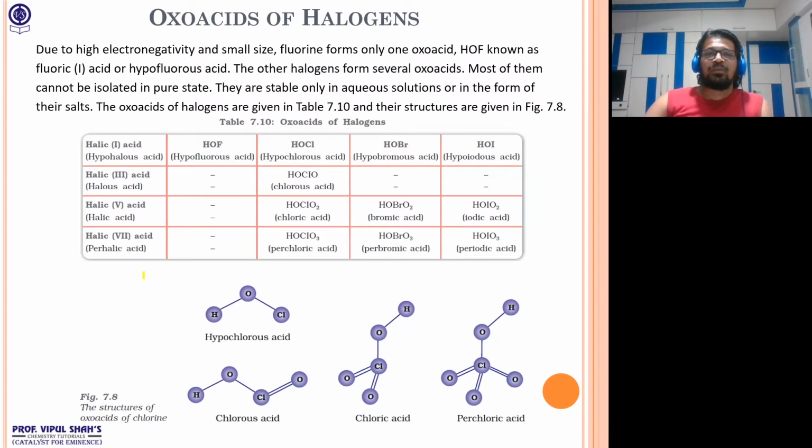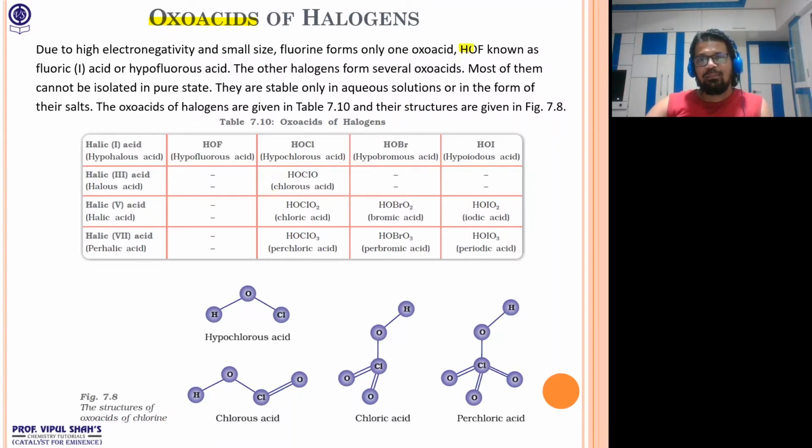Now, next comes oxoacids of halogens, just like we did oxides of nitrogen, oxoacids of phosphorus, and oxoacids of sulfur. Oxoacids are oxygen containing acids. As we discussed in the last lecture, because of high electronegativity, fluorine is a super halogen: very small size, no vacant d orbital, low bond dissociation enthalpy, high hydration enthalpy. That makes fluorine have only one oxidation state, -1, so only one oxoacid is formed, HOF.